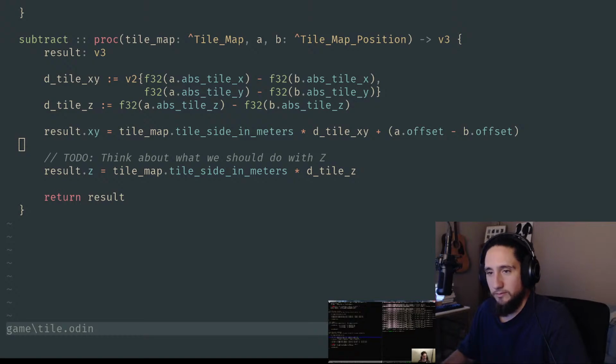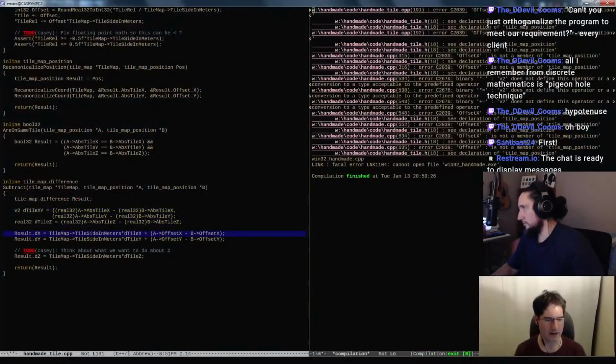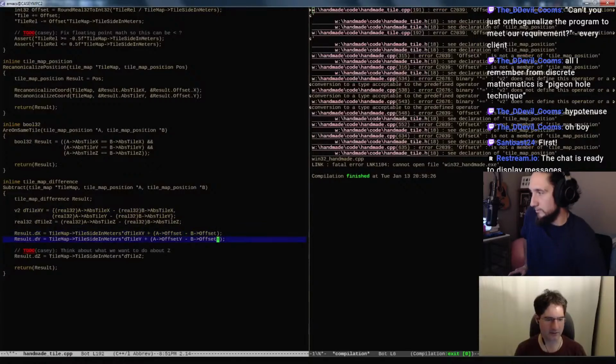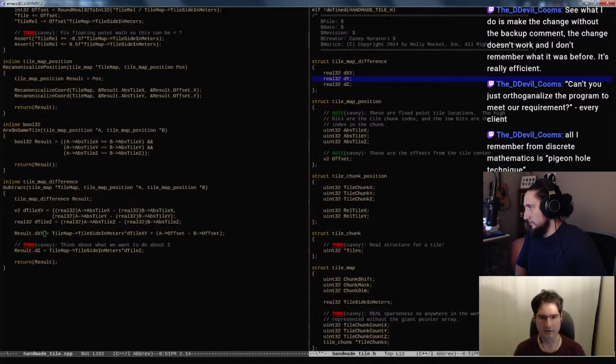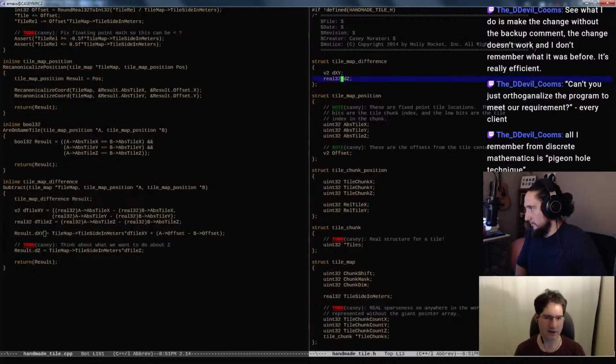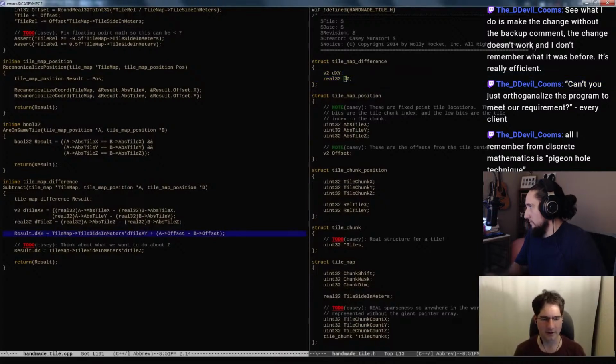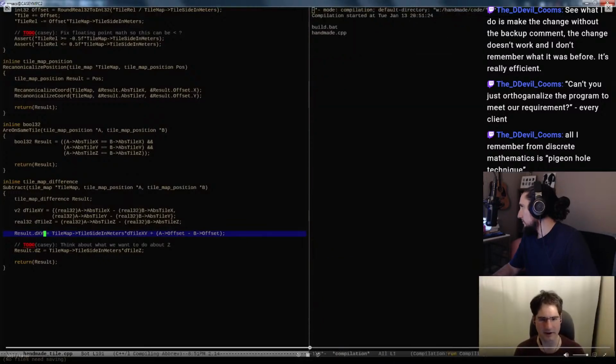D-tile x, and now that's basically the d-tile xy, if you will, right? And so now d-tile xy plus a offset minus b offset can directly do the result dxy in the tile map difference. So basically there's now one of those, right? And you can start to see that maybe, okay, well, there's also a dz. We'll have to start thinking about extending this to 3D, right? But again, one thing at a time.